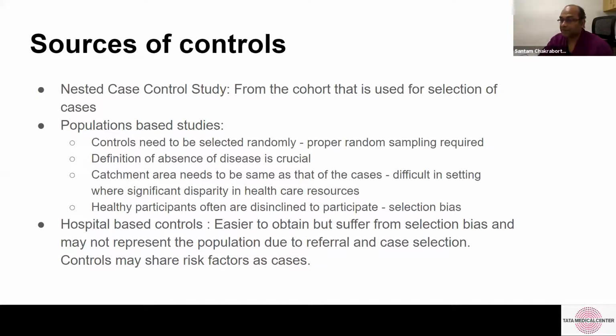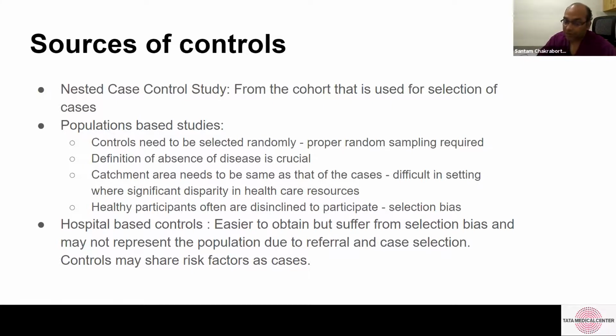The catchment area needs to be the same as that of the cases, because otherwise there are many geographic and ecological confounding variables that influence the outcome. Of course, you must also limit disparity in access to healthcare resources. And healthy participants are often disinclined to participate. This is an important source of participation bias in case control studies. One special note about hospital-based controls, because many of us are clinicians and will be doing case control studies which include hospital-based controls.